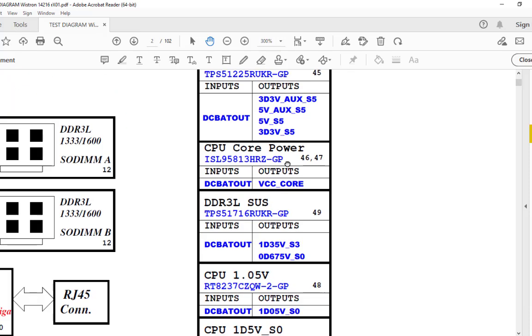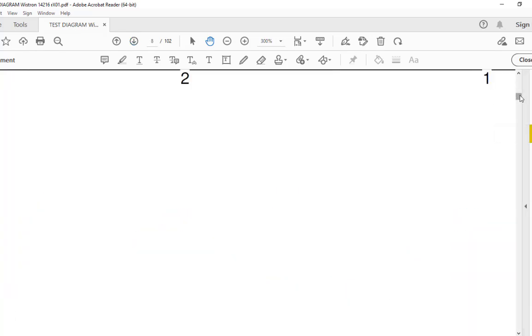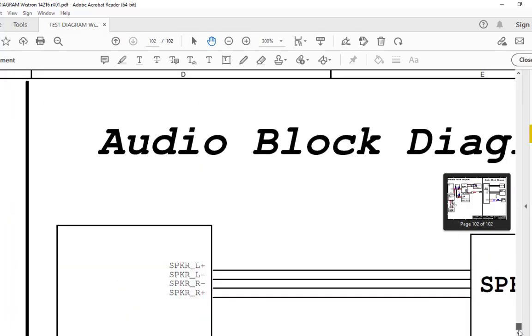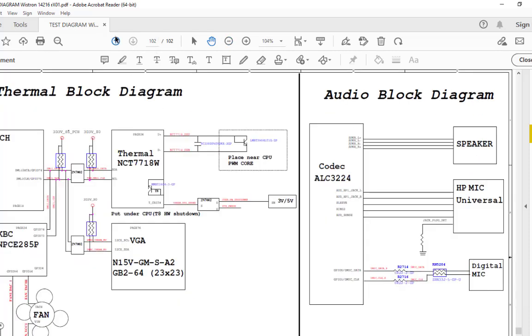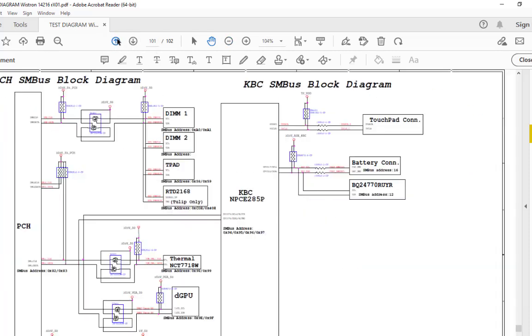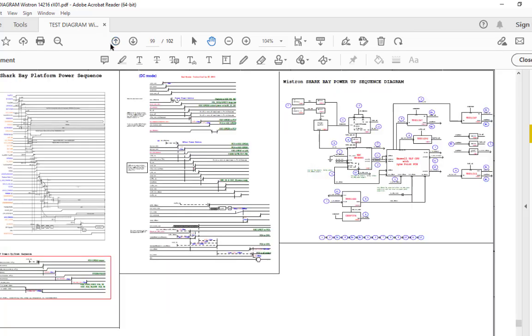Okay, and what we'll do is we'll scroll the pages and go to the last page. I'll scroll down and come to the last page, and then we can go a little up and up and up. Now you can see here the power sequence is given. The power sequence is given here on two concepts. One is called the ladders. These are the ladders, and another is called the sequence.